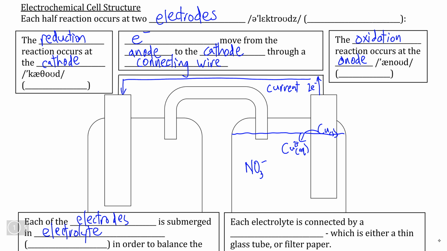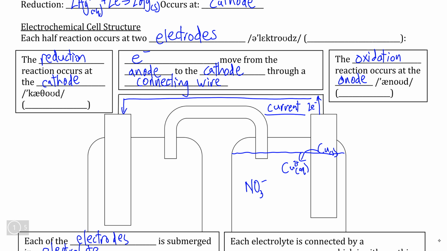For people with a good physics background, current is the unit of measurement that measures the rate of flow of electrons from one location to another location, and it's this current that we can use in order to generate power. So some sort of electrical device can be attached to the connecting wire, and as the electrons move from the anode to the cathode, the flow of electrons can be used to power that device.